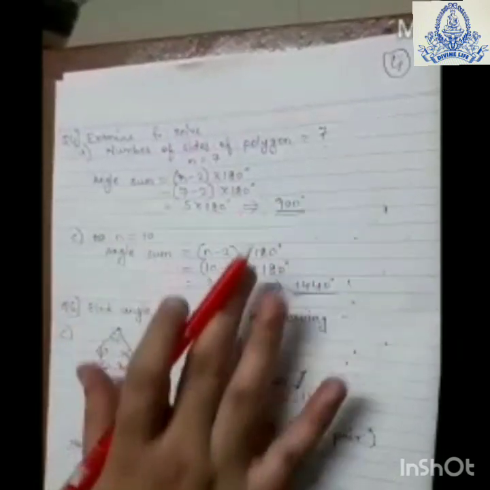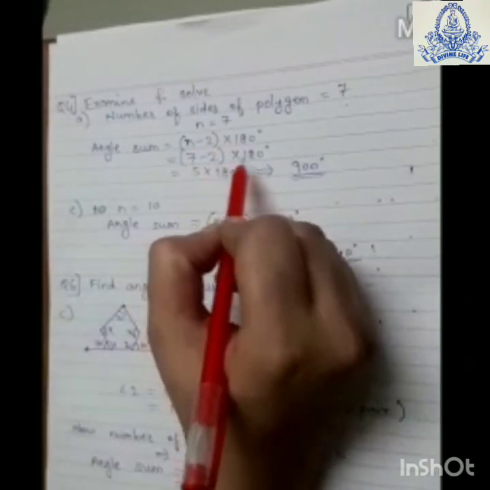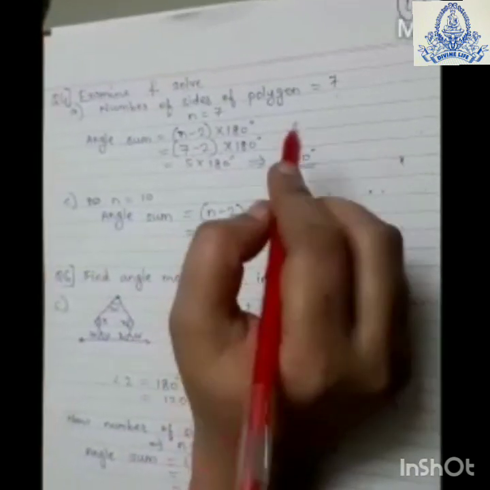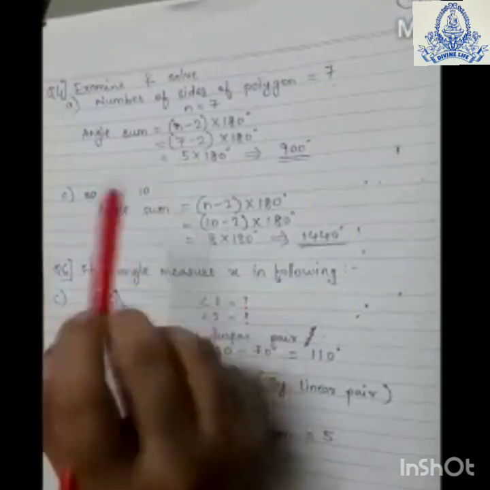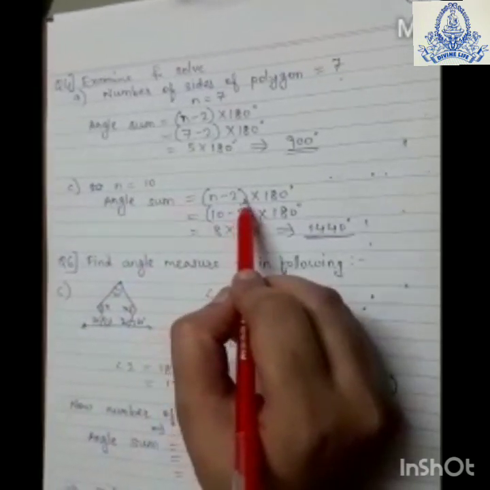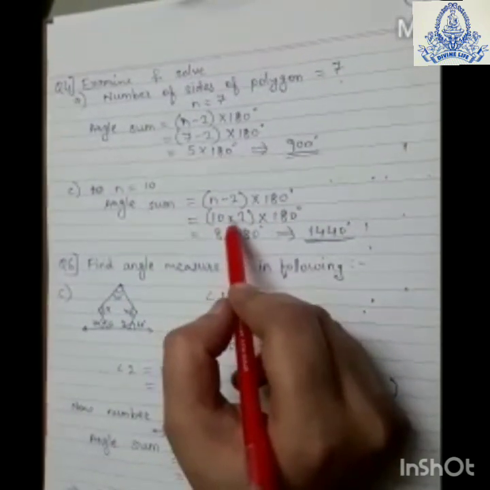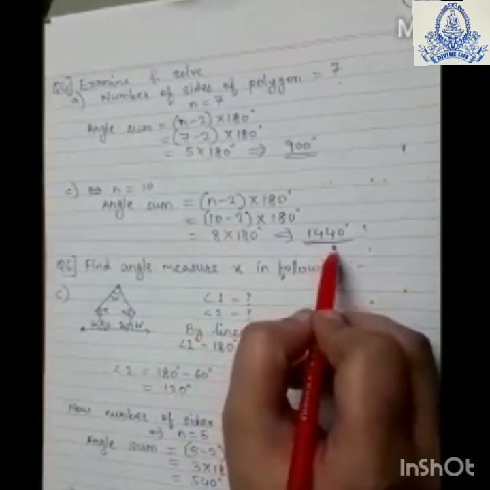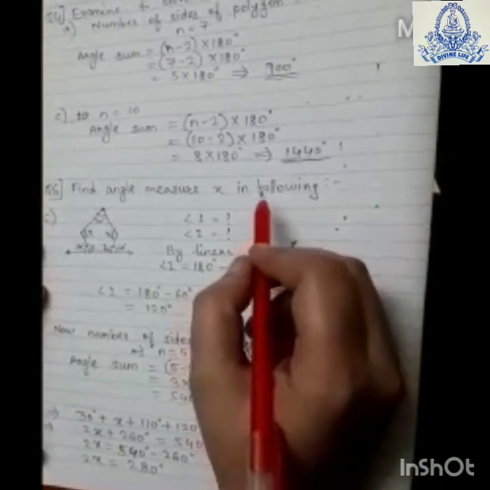So the angle sum by formula is (n minus 2) into 180 degrees. So (7 minus 2) into 180 degrees, that is 7 minus 2 is 5, into 180 is equal to 900 degrees. Now similarly here the number of sides of the polygon is given as 10, means n is equal to 10. So the angle sum by formula is (n minus 2) into 180 degrees. Put the value of n: 10 minus 2 is 8, 8 into 180 degrees is 1440 degrees. In a similar way you have to solve the other examples also.